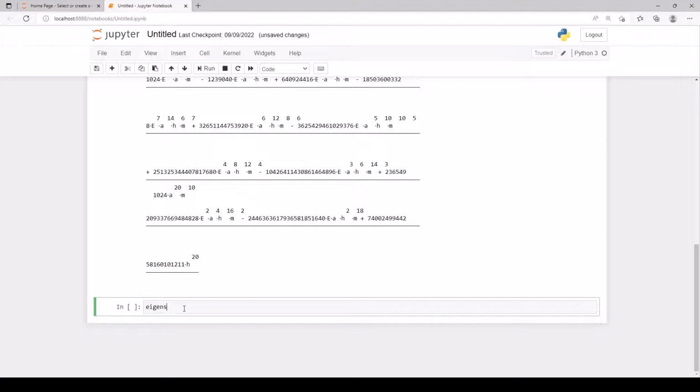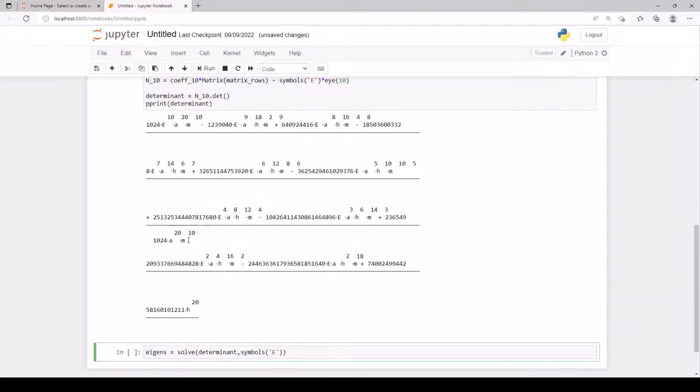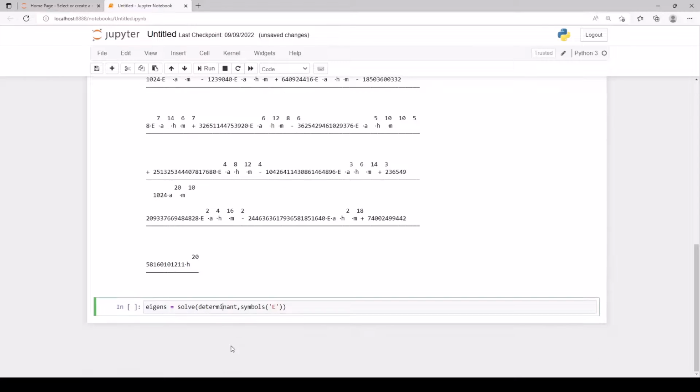So eigens is going to equal solve, determinant, and I'm going to solve this for E, so solve for symbols E. The way solve works is it's going to solve whatever equation you give it, and it's going to set that equation equal to 0. So it takes this determinant expression, sets that equal to 0, and I'm commanding it to solve for the symbol big E. And I'm going to print out these eigenvalues.